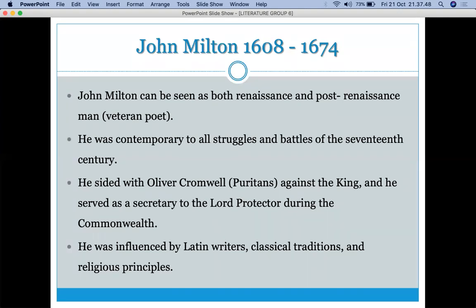John Milton, 1608 until 1674. John Milton can be seen as both a Renaissance and post-Renaissance man, a veteran poet. He was contemporary to all the struggles and battles of the 17th century. He sided with Oliver Cromwell against the king, and he served as a secretary to the Protector during the Commonwealth. He was influenced by Latin writers, classical tradition, and religious principles.